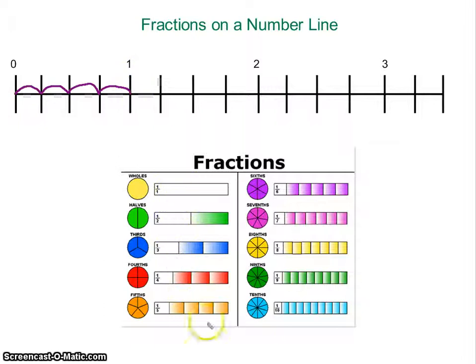If I look down here on my chart, I'm going to be dealing with fourths. Here is my rectangle that has been divided into fourths. So if you were keeping track of what it looked like on a rectangle, here would be my fourth pieces. So each one of these distances on my number line here is a fourth.